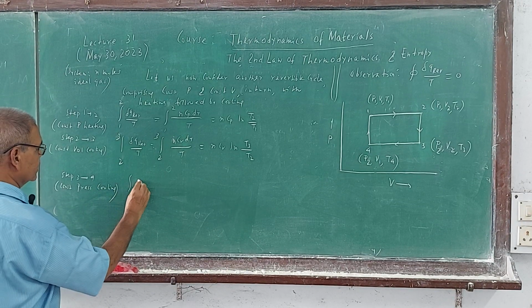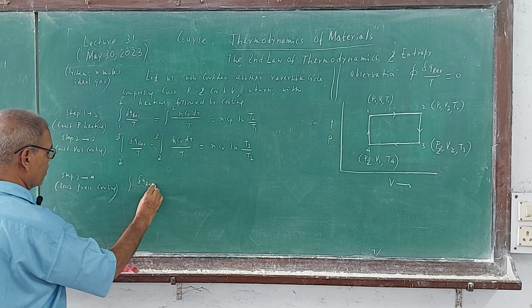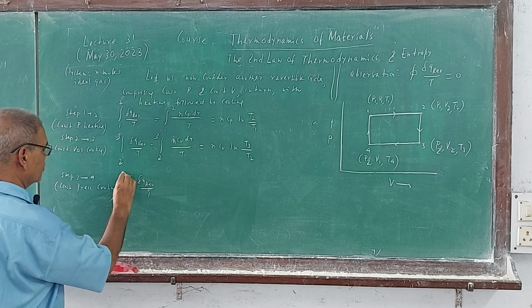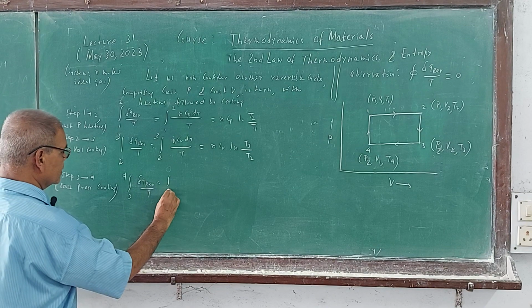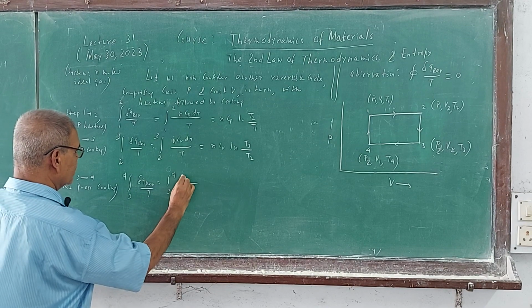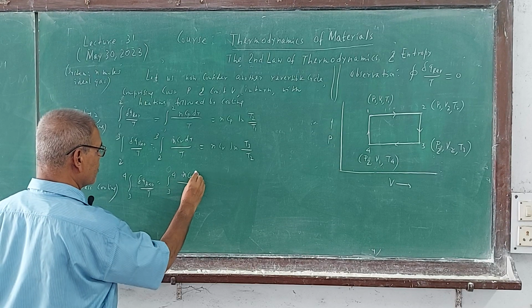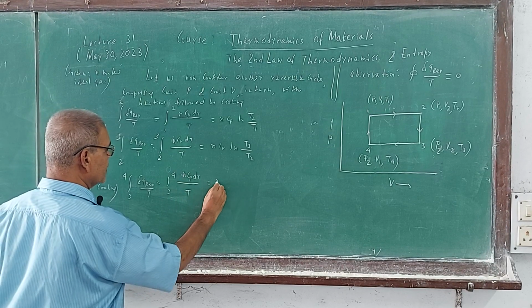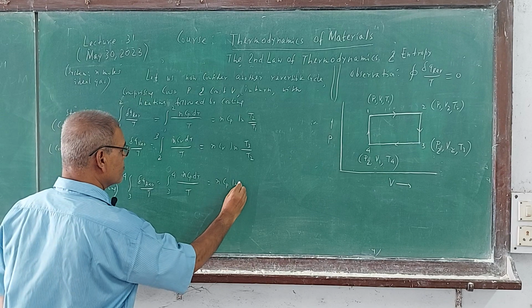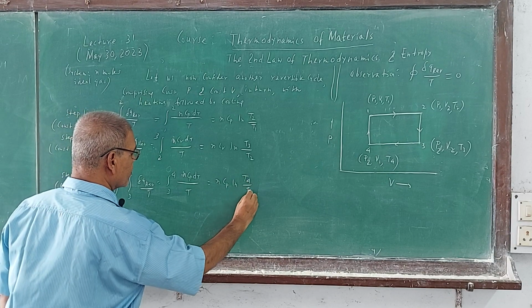What is the integration of dq reversible by T? For step 3 to 4, this is constant pressure again, back to n Cp. So n Cp dT by T is n Cp ln T4 by T3.